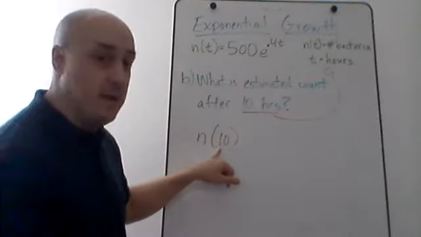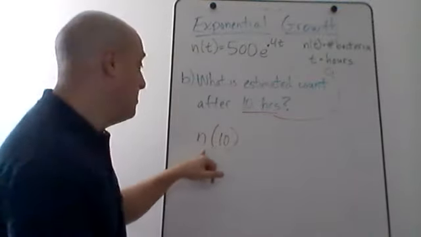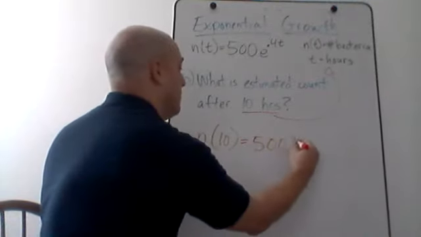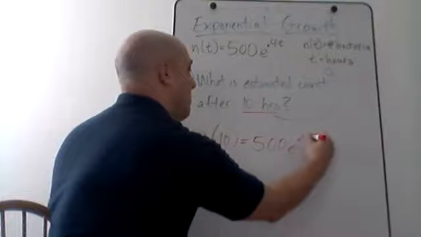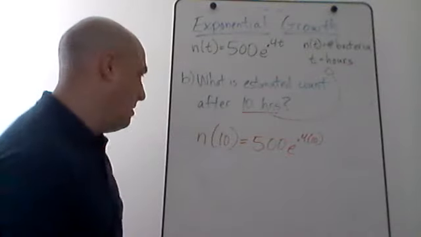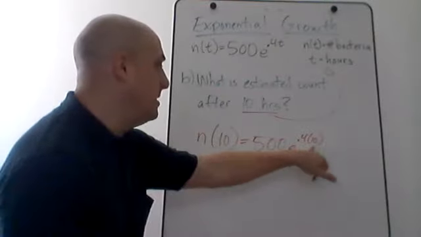All right, so N of 10, little poem I just wrote for you all. Hope you appreciate that. All right, so N of 10 equals 500 times E to the 0.4 times 10 power. So I'm finding N of 10, which means I plug in 10 for T.